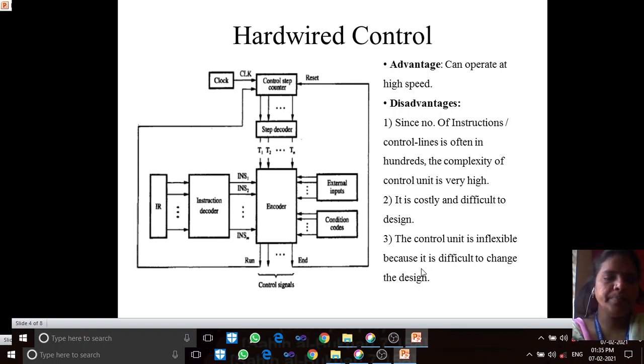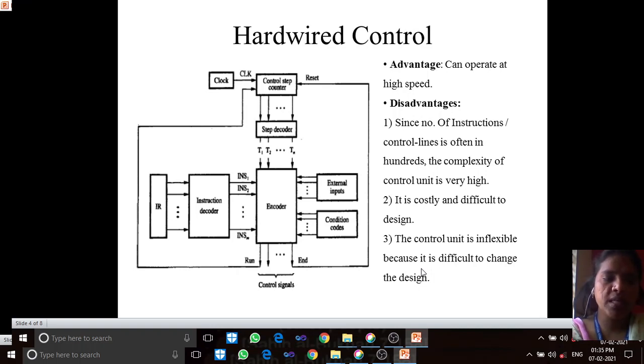Here you can see the hardware control circuit. It contains various digital circuits: control step counter, step decoder, encoder, instruction decoder, the IR instruction register, inputs, and so on. Hardware control is a method of control unit design. The control signals are generated using logic circuits such as gates, flip-flops, decoders, etc.